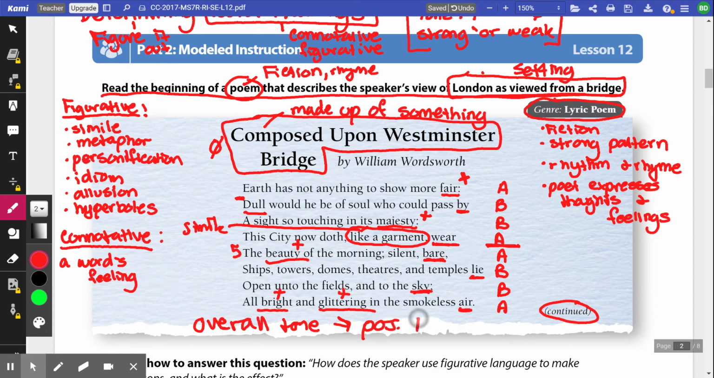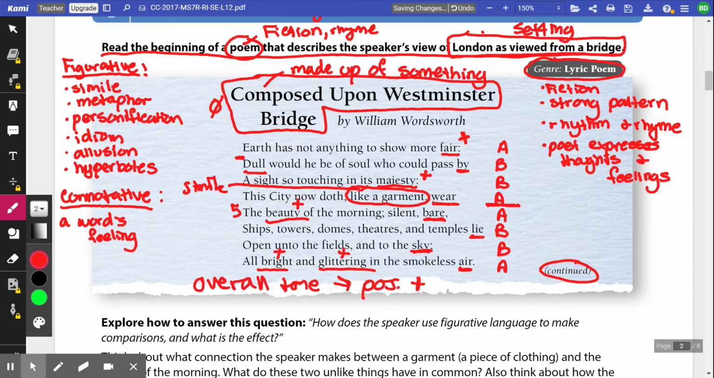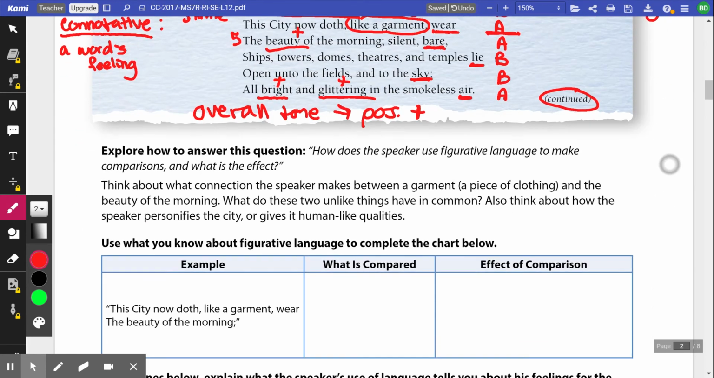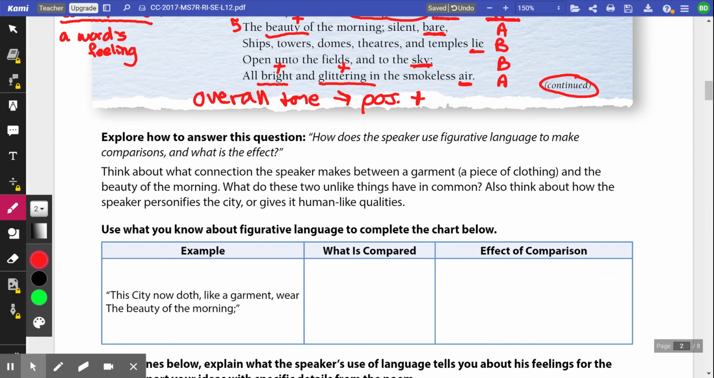Okay, so now that we have analyzed the poem, let's scroll down a little bit and see what we have to do next. We have to explore how to answer this question: How does the speaker use figurative language to make comparisons, and what is the effect? This is what we were doing in part 1. We have to figure out why the speaker uses figurative language to make comparisons, and what point that gets across to us as the reader. So this is what we're going to do.